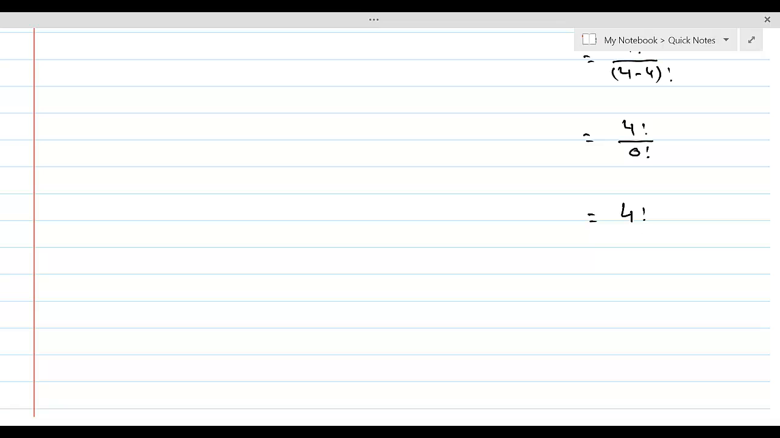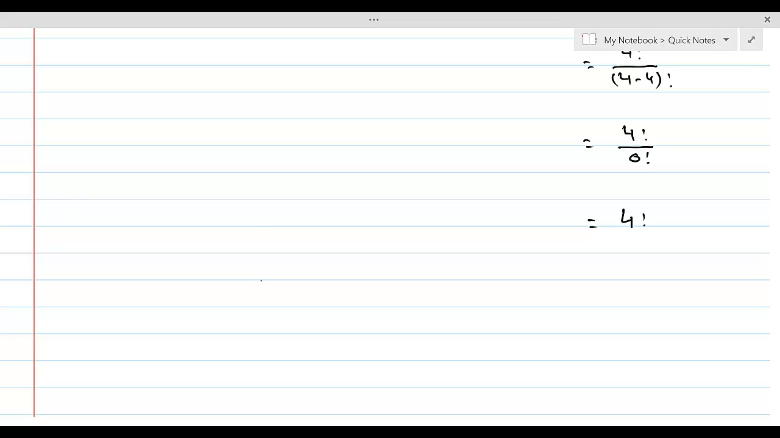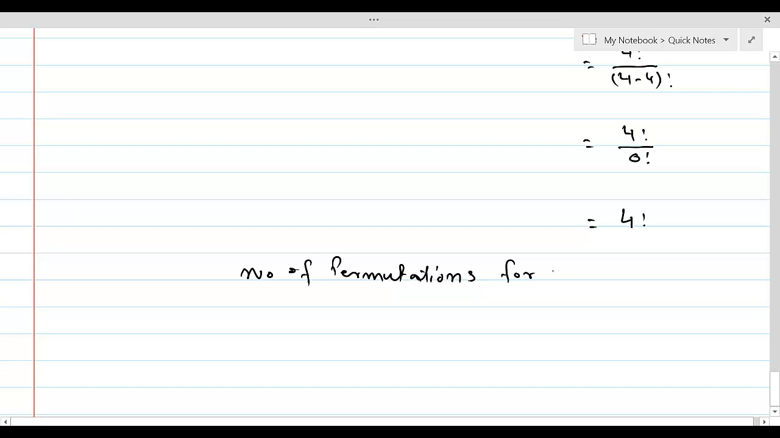And the number of permutations for physics books, those are total 5 books, so these are 5 factorial. Same way, we had 4 factorial for 4 math books. We have the permutations for physics, same 5 factorial.